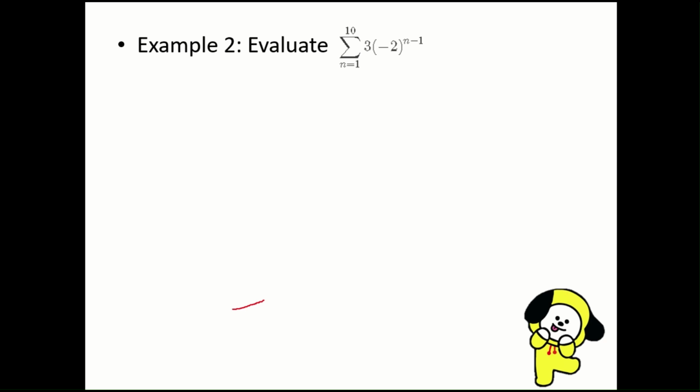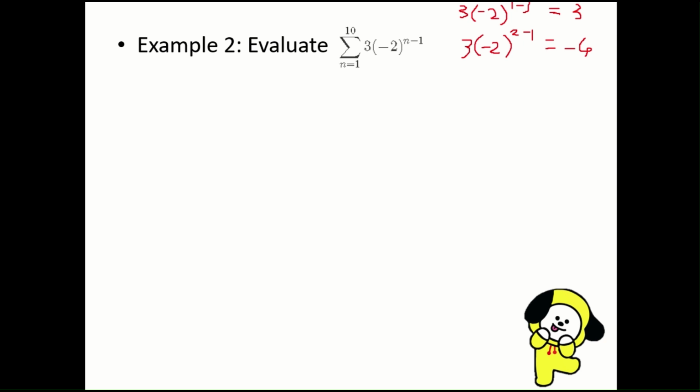Example number 2 is to evaluate the sum of 3 times negative 2 to the power of n minus 1. In this case, we are going to solve the first two terms. That's 3 times negative 2 to the power of 1 minus 1, then 3 times negative 2 to the power of 2 minus 1. The first term is equal to 3. The second term is equal to negative 6, because 2 minus 1 is 1, negative 2 to the power of 1 is negative 2, and negative 2 times 3 is negative 6.